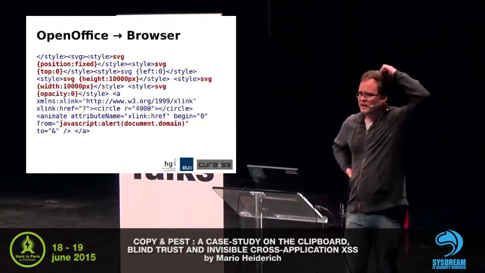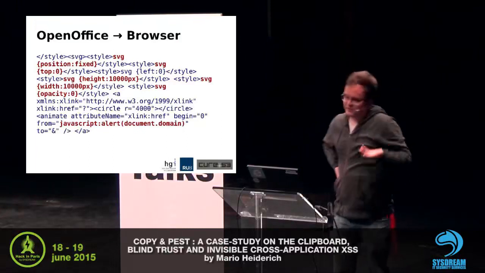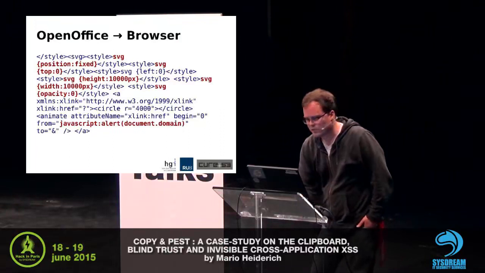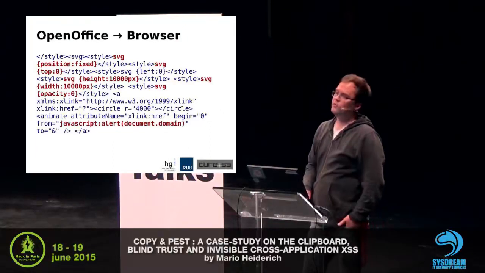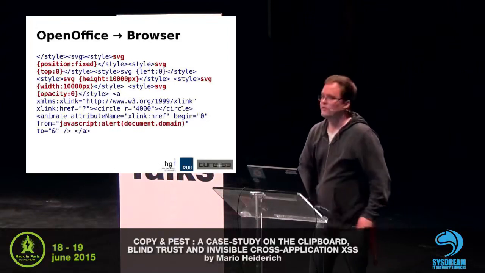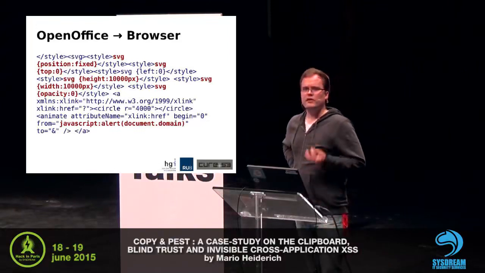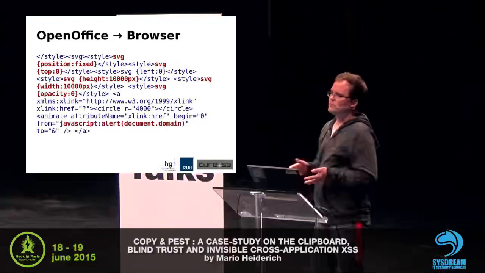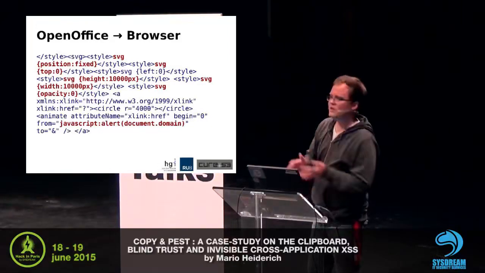You might ask yourselves why X-link href has to be animatable, but it is, and that is cool. So we animate this starting with second 0 from a JavaScript URI to an ampersand. And the funny thing is that in XML, in SVG's XML, you cannot really use an ampersand. But the parser doesn't realize that in time.